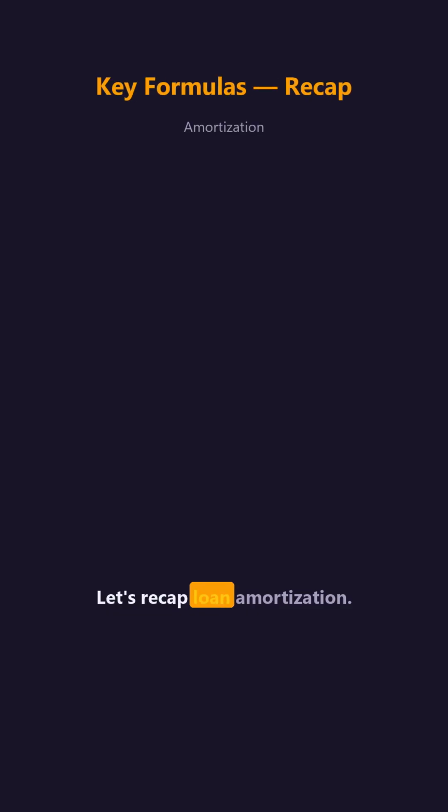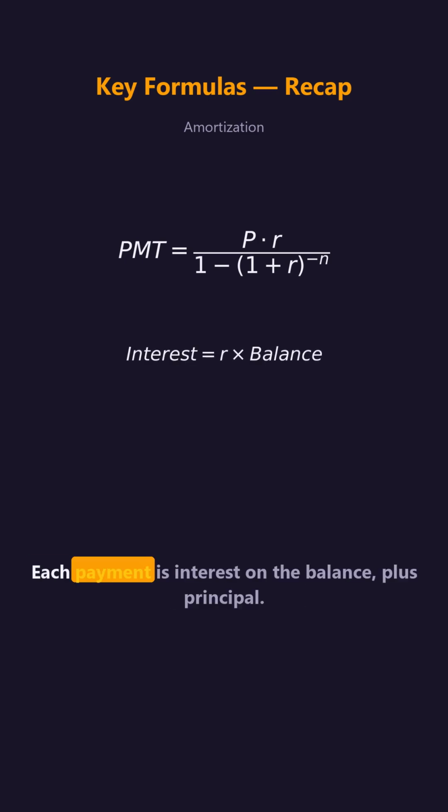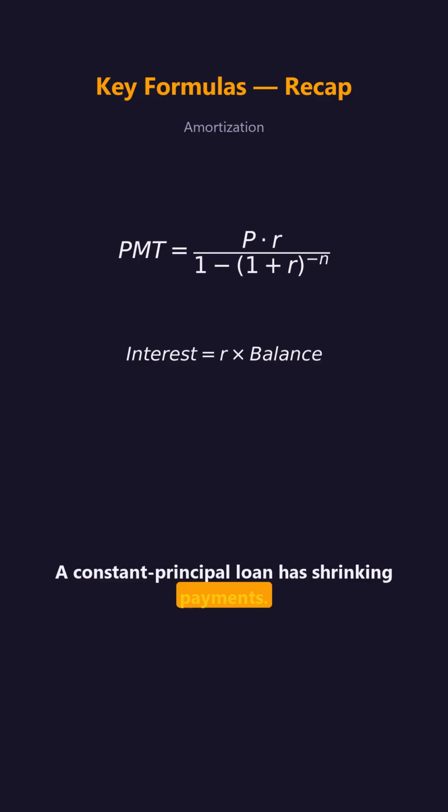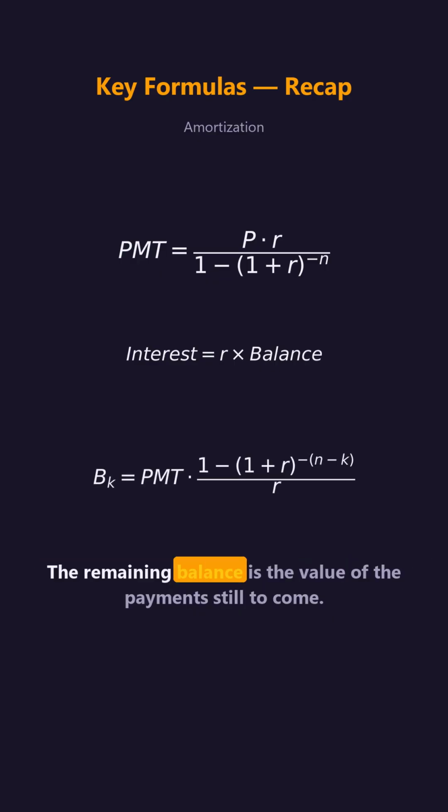Let's recap loan amortization. The equal payment comes from the annuity payment formula. Each payment is interest on the balance, plus principal. A constant principal loan has shrinking payments. And a balloon loan pays interest now, principal at the end. The remaining balance is the value of the payments still to come.